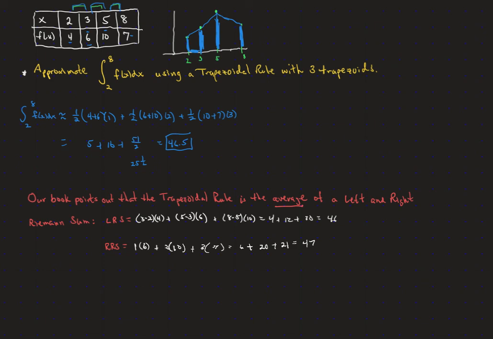So if we average those, we'll get 46 plus 47 divided by 2, that's going to be 93 divided by 2. Half of 90 is 45, and half of 3 is 1.5, so that's going to be 46.5, and as promised, the same as our trapezoidal rule. All right, very good.